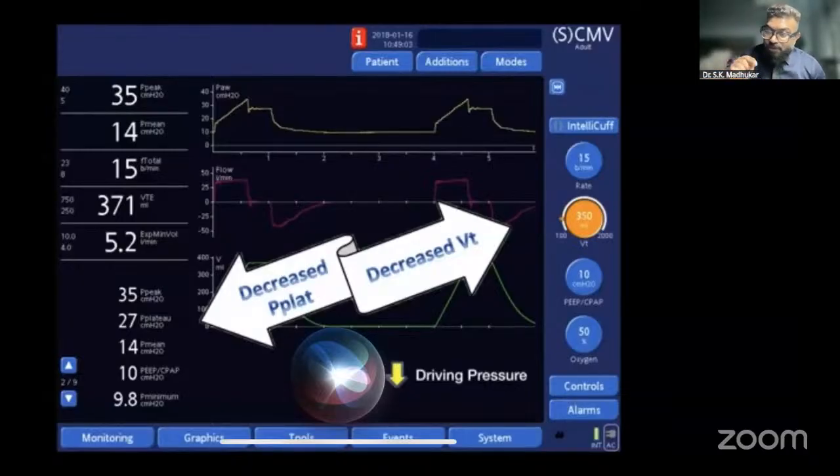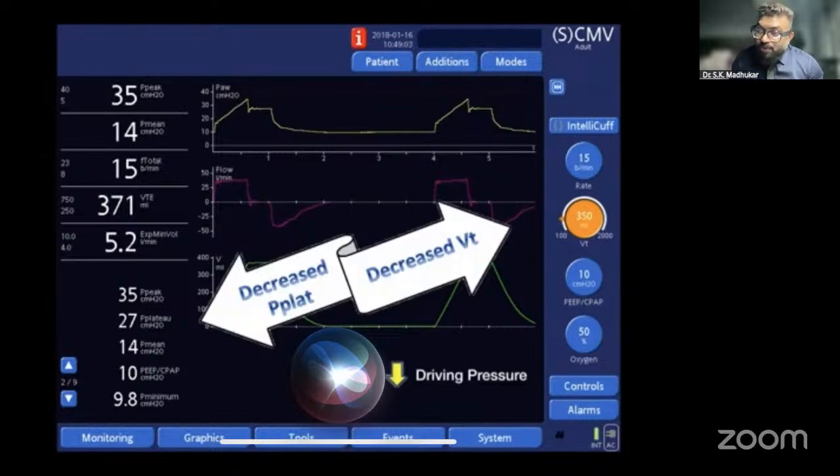So first, you set a tidal volume as per the ideal body weight. Make sure that the plateau pressure doesn't exceed 30. Then you start observing the driving pressure. For the driving pressure, you need to have the plateau pressure and the PEEP, and you start increasing the PEEP till the plateau pressure increases much more than the increase in the PEEP, and the driving pressure increases further. It goes beyond 16. When the driving pressure goes beyond 16, you cannot increase PEEP further.